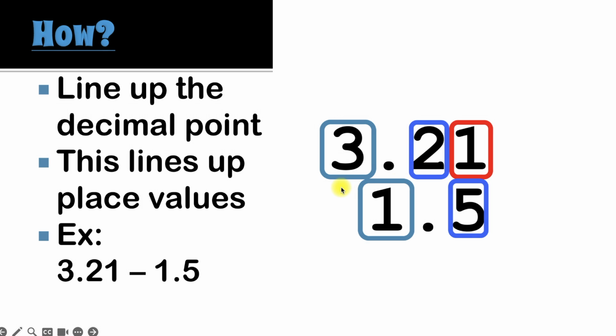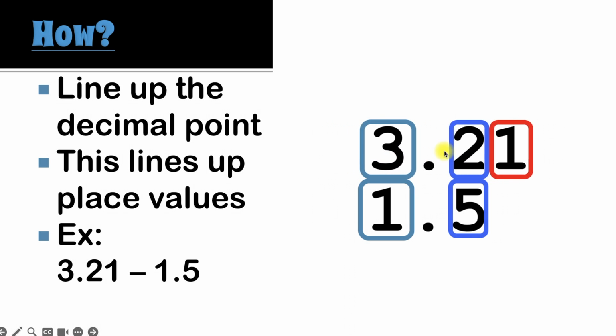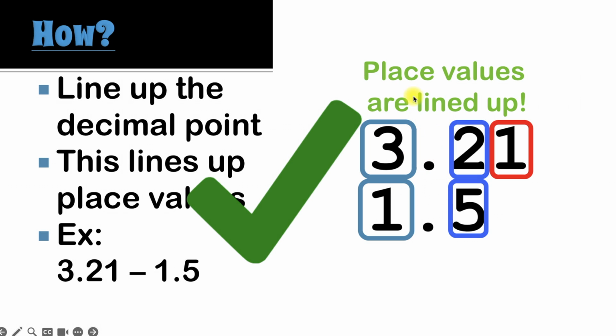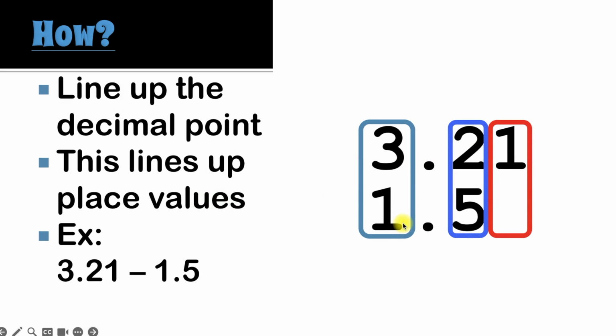But if we slide this number over so that our decimal points are lined up, we're good to go. Because as you can see, and as we said before, now the place values are lined up perfectly. Take a look. Our ones place values are lined up, our tenths place values are lined up, and our hundredths place values are lined up. So now that our place values are all lined up, we can finally start our subtraction.